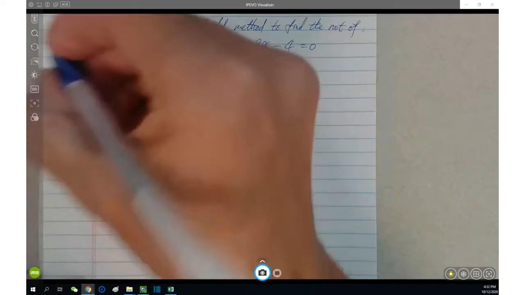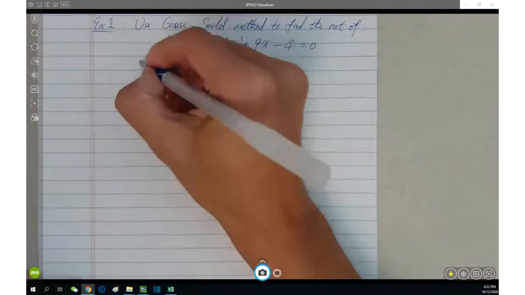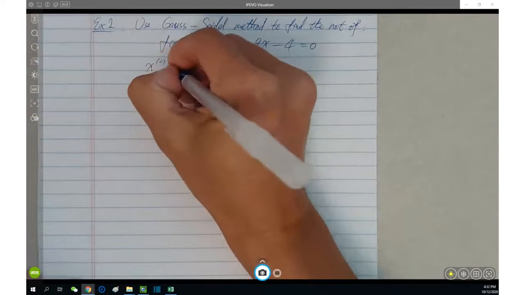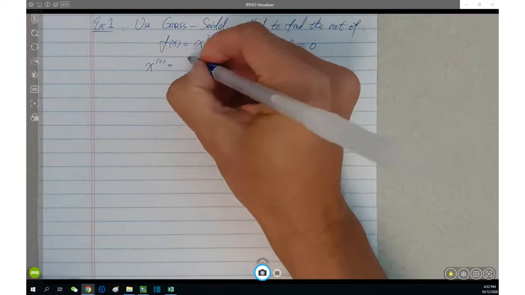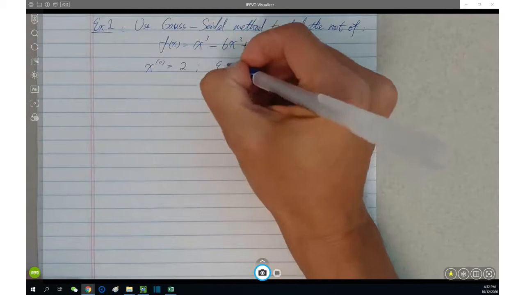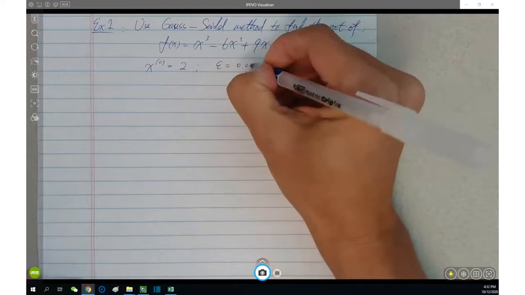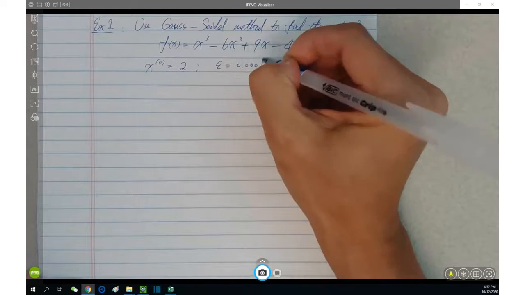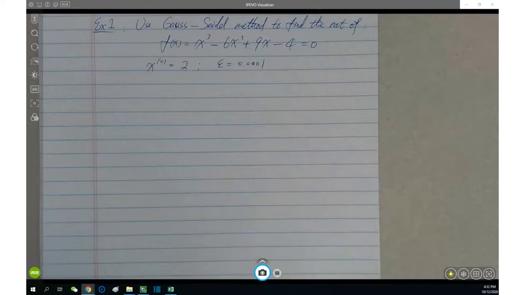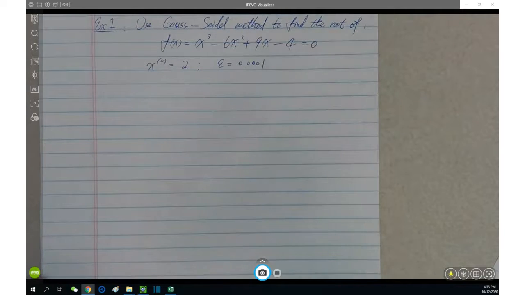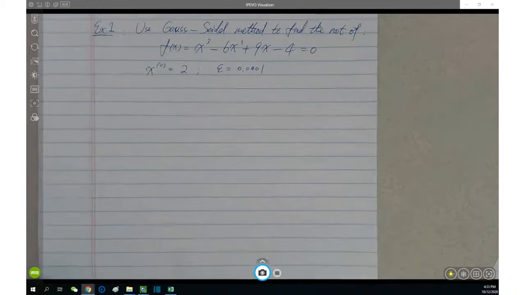The nice thing is, first, the initial value is given as 2. Accuracy is also given, and you can imagine it's definitely a very small value, otherwise it makes no sense. Accuracy required is 0.0001. Okay, let's see how to find this x. Go over this procedure together.